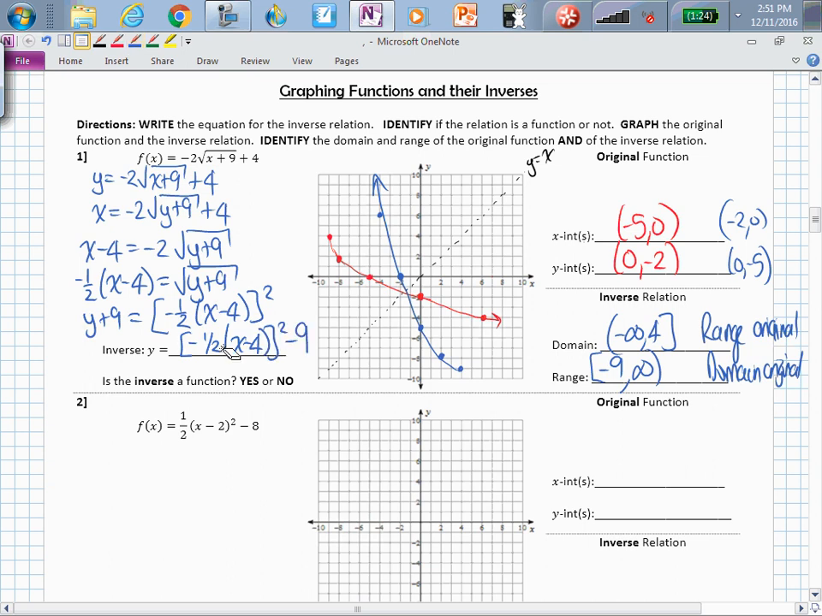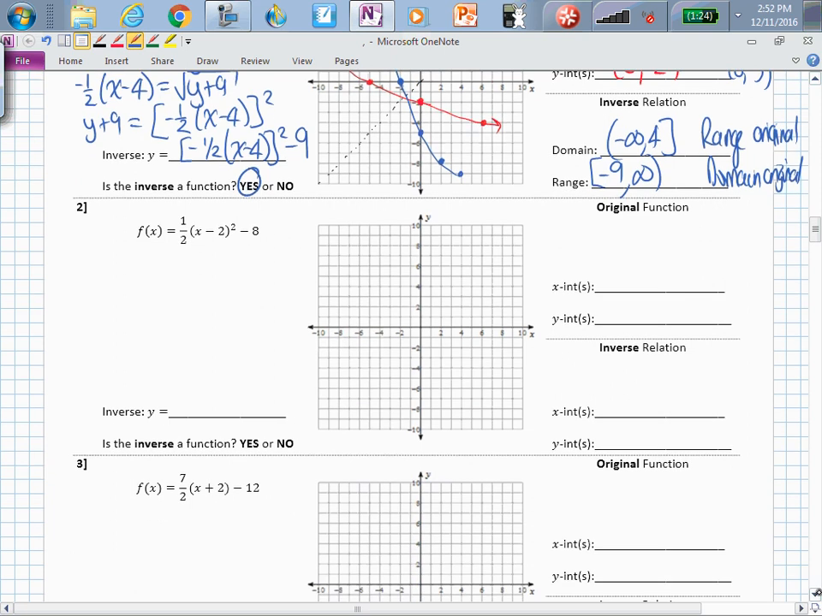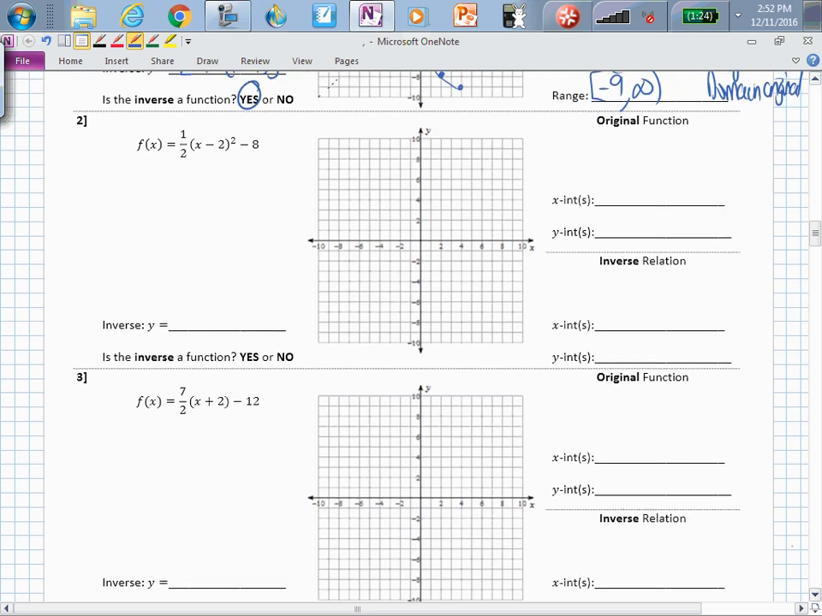So this looks like a quadratic, but remember we talked about this before. Since the domain is only between -infinity and 4, we don't draw the other side of the quadratic. So that's why this is kind of strange. It's depending on the domain is why we only have this half piece. Is the inverse a function? Yes, it is. Okay, so then we're going to do a quadratic.